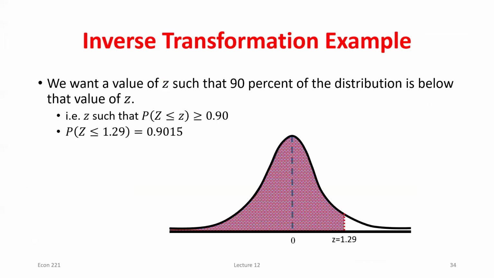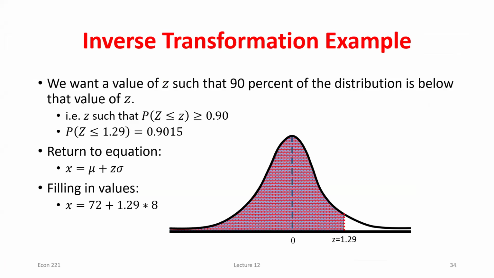So we kind of worked backwards. We found that z-score. We then plugged that into our equation. Sure enough, it's right around 82. Okay. Any questions on that process?